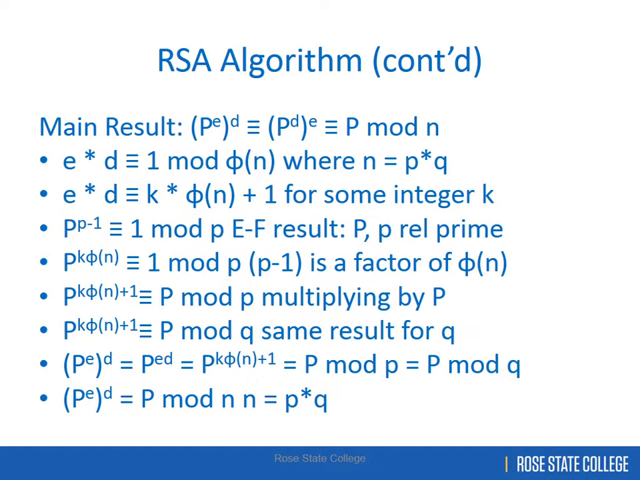So the main result: if you encrypt something with an encryption key, you decrypt it with a decryption key, but you do not need to remember the math behind this. The math for this is incredibly simple, much, much easier than any of the other ones we've done.